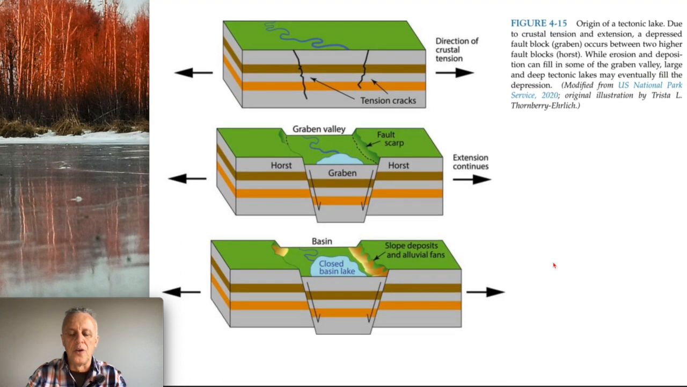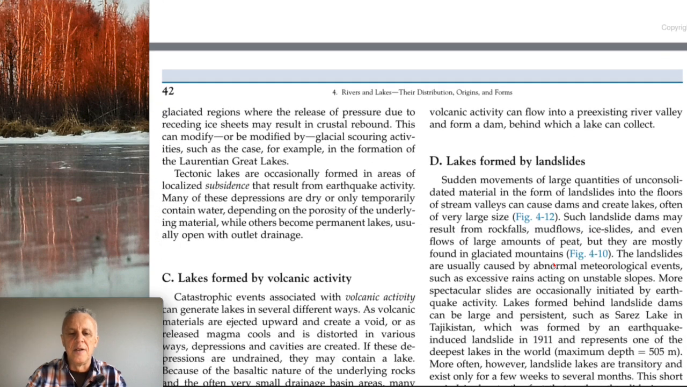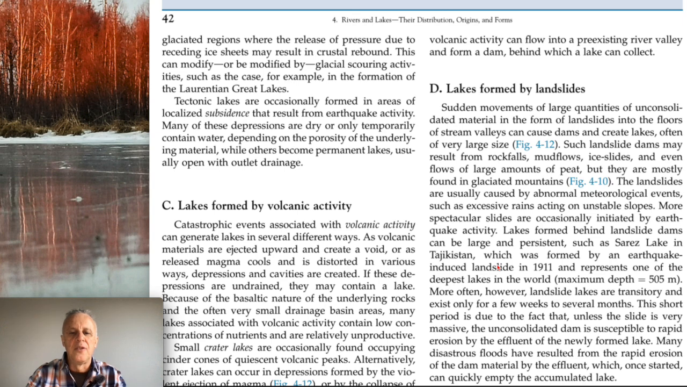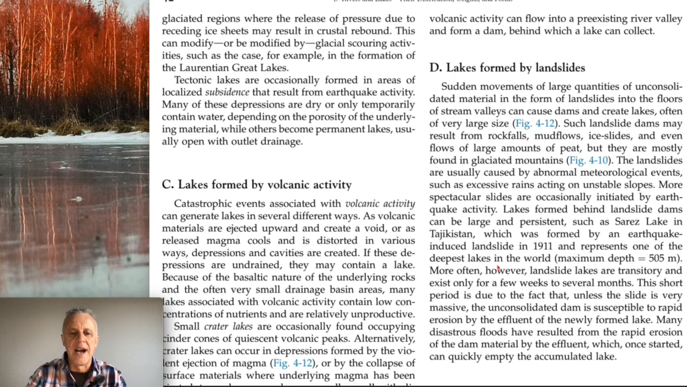Upwarping can also occur in formerly glaciated regions where the release of pressure due to receding ice sheets may result in crustal rebound. This can be modified by glacial scouring activities, such as the case, for example, in the formation of the Laurentian Great Lakes.